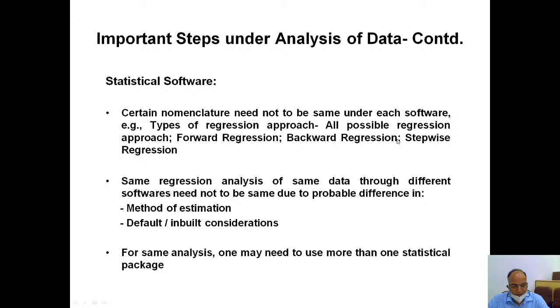Now to run the statistical software, there are certain nomenclatures which may not be the same under each software. Like regression approach, there are broadly 4 types of regression approaches. For any regression model we are trying to use, there is the all possible regression method, forward regression approach, backward regression approach, and stepwise regression approach. The best approach is the all possible regression approach. This was available under the statistical package BMDP.